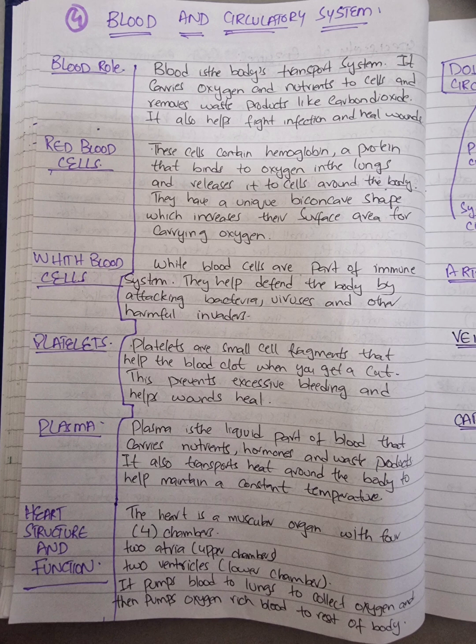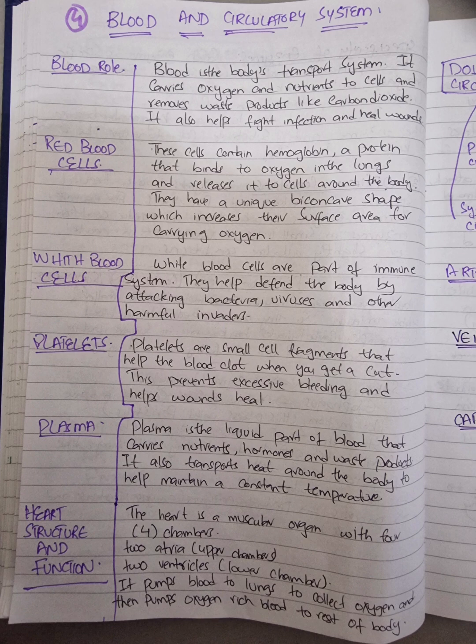What is blood and its role? Blood is the body transport system. It carries oxygen and nutrients to cells and removes waste products like carbon dioxide. It also helps fight infection and heal wounds.